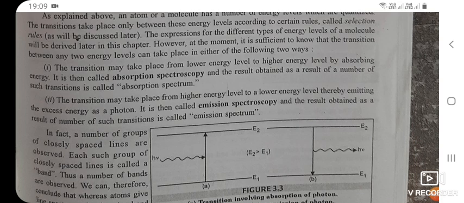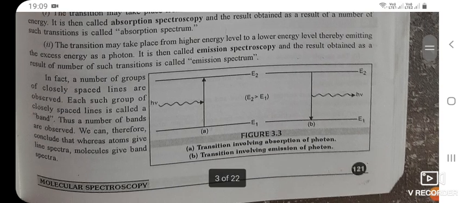The transition may take place from a higher energy level to a lower energy level, thereby emitting the excess energy as a photon. It is then called emission spectroscopy, and the result obtained from a number of such transitions is called an emission spectrum. In fact, a number of groups of closely spaced lines are observed.